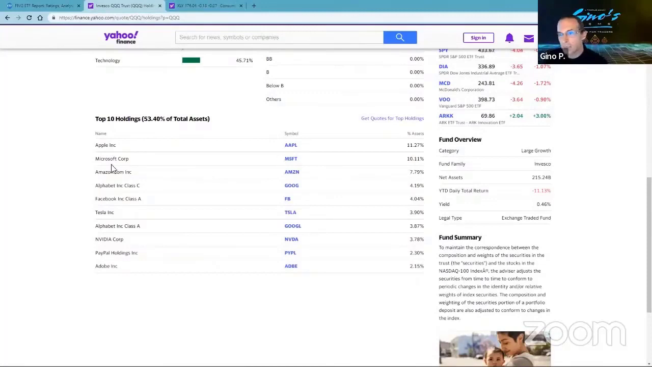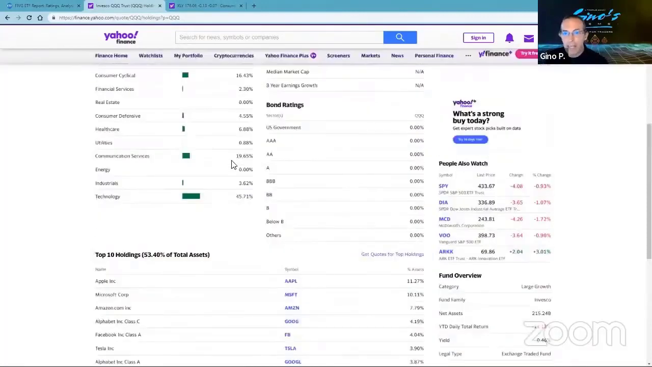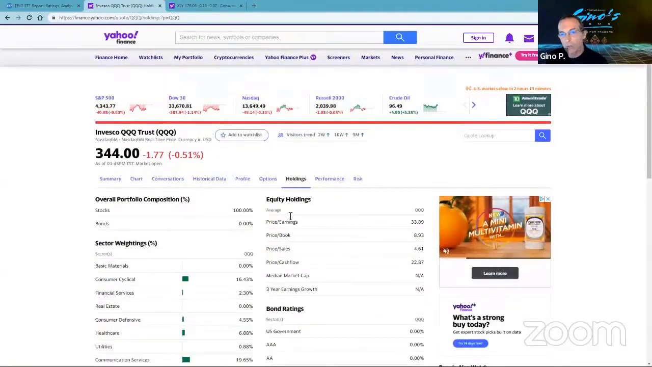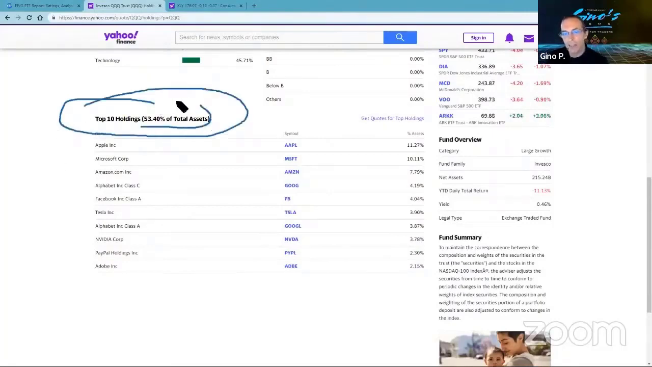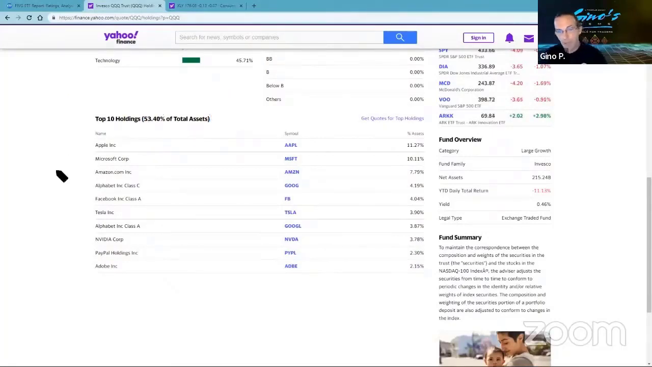Of course, this being a very major ETF, the Triple Q, which is the NASDAQ 100, you can see right here the top 10 holdings, which comprise 53% of the market cap. Now, think about that. Out of the NASDAQ 100, the top 10 is more than half of the movement. Apple, the number one holder, is 11.27%. Microsoft is 10%. And you can see how much of each stock it's broken down. That's how they've allocated. Pretty interesting.